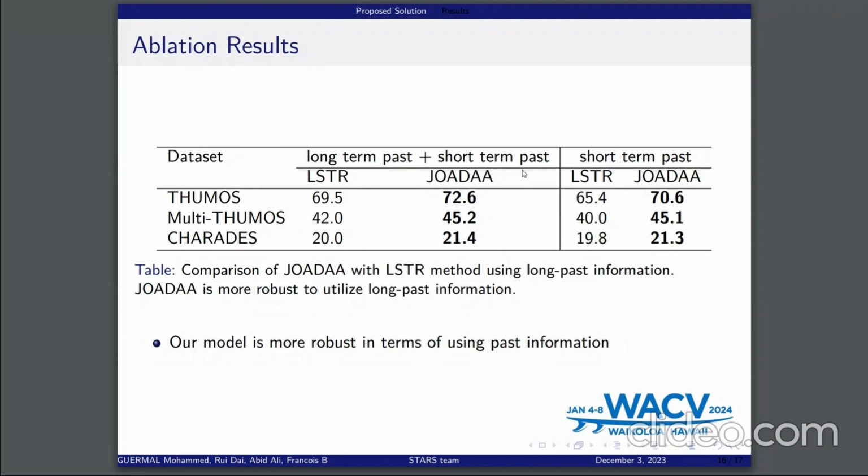As an ablation study, we study the effect of using long-term and short-term past information with respect to using only short-term past. We can clearly notice that our JOADAA method is more robust to using only short-term information. In fact, when the dataset is more complex, our method drops only by 0.1%, whereas the other methods can drop by up to 2% or more.